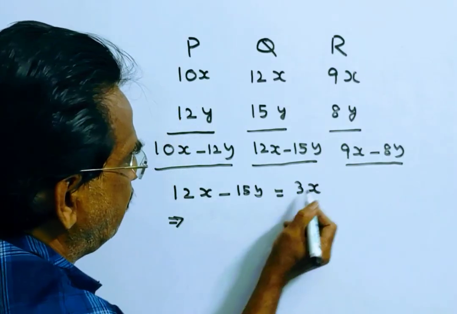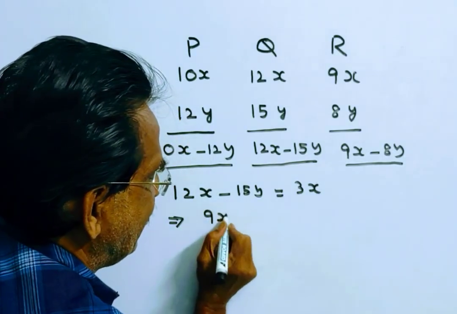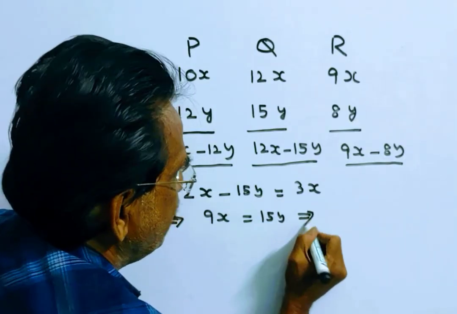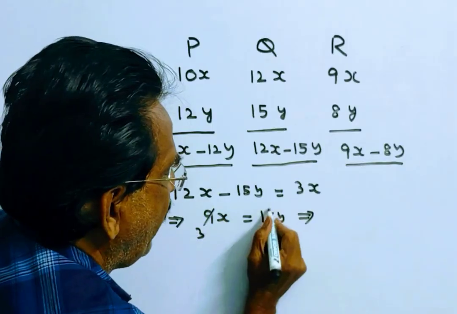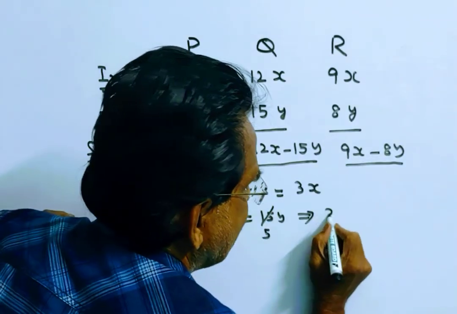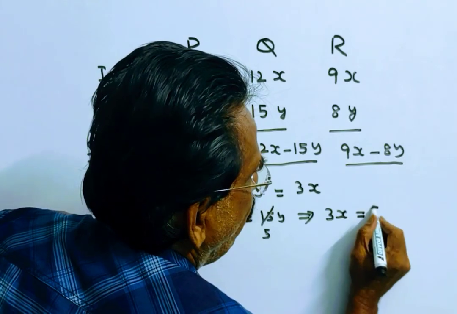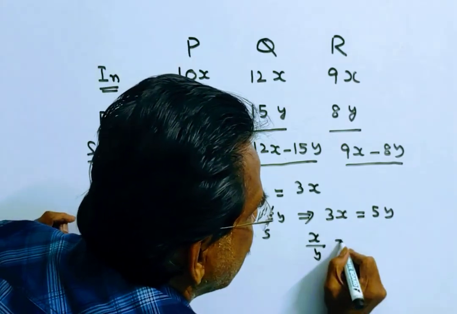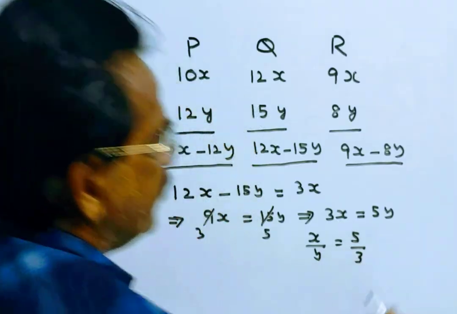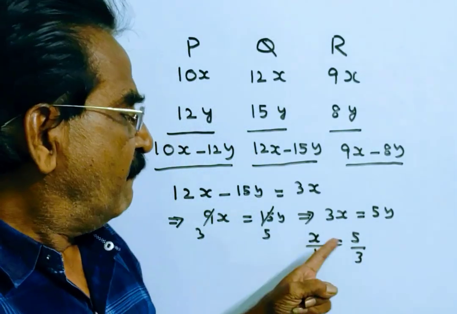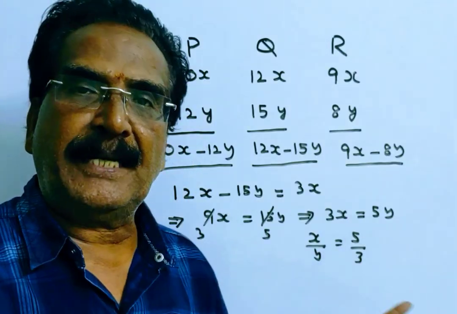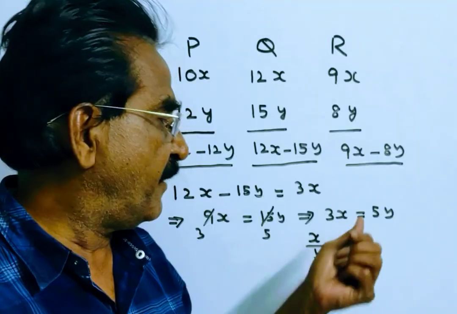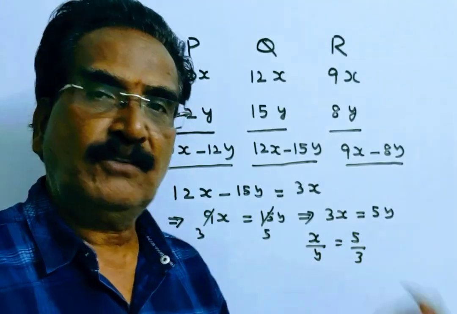Friends, it implies 9x is equal to 15y. It implies 3 3's, 3 5's, 3x is equal to 5y, or x by y is equal to 5 by 3. Friends, x by y is equal to 5 by 3 implies if y is equal to 3, x is equal to 5, or if x is equal to 5, y is equal to 3.